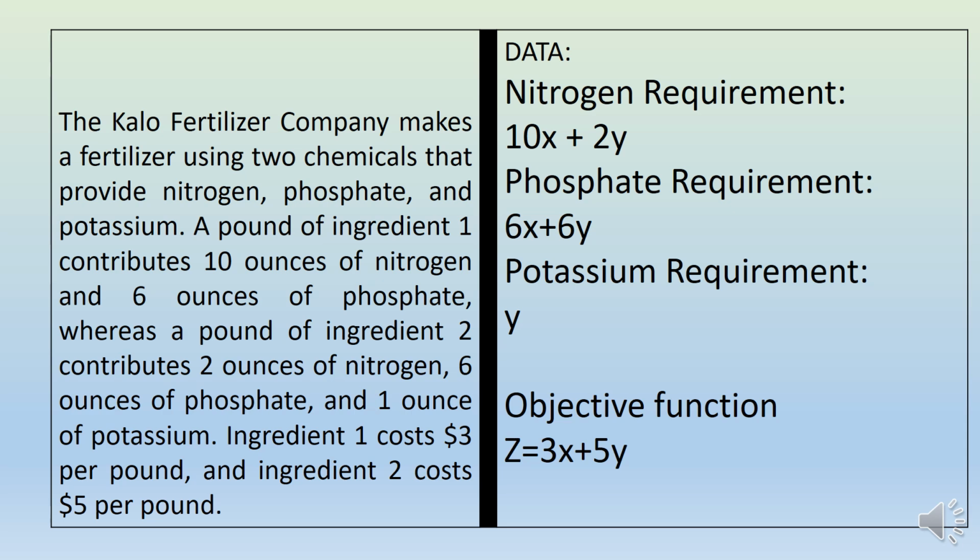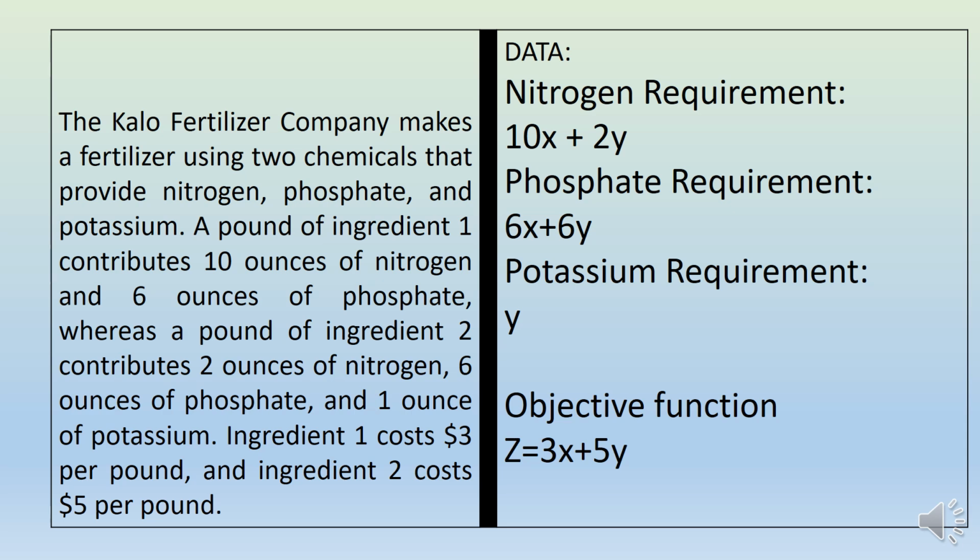A pound of ingredient 1 contributes 10 ounces of nitrogen, 6 ounces of phosphate, whereas a pound of ingredient 2 contributes 2 ounces of nitrogen, 6 ounces of phosphate, and 1 ounce of potassium. So you see, nitrogen, phosphate, and potassium. These are the three constraints.